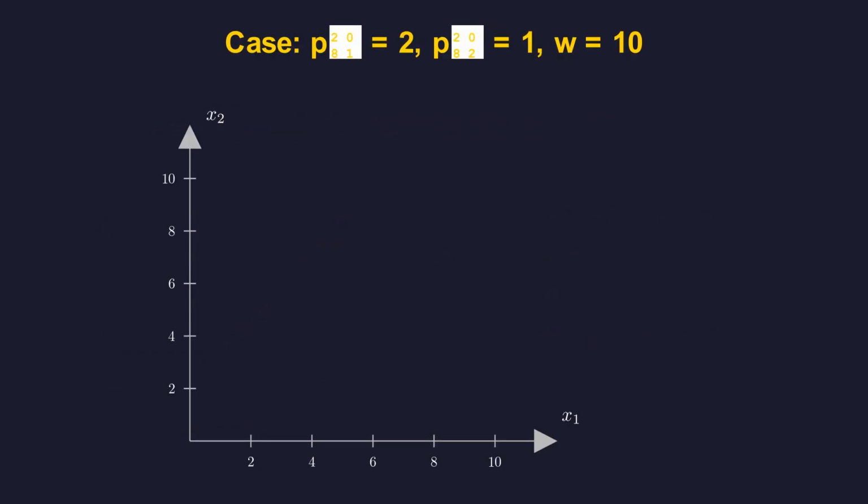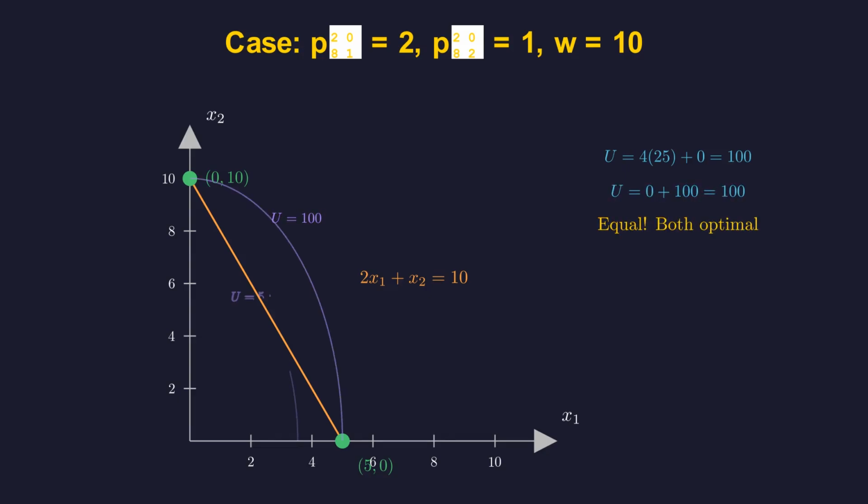Let's graph option A. P1 equals 2, P2 equals 1, W equals 10. The budget line is 2x1 plus x2 equals 10. The two corner points are (5, 0) and (0, 10). At (5, 0), utility is 4 times 25 equals 100. At (0, 10), utility is 100. They are equal. Both corners are optimal. Notice the indifference curves are ellipses that touch the budget line at both corners.